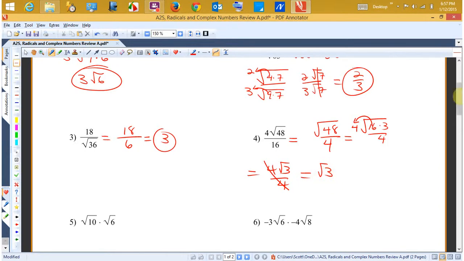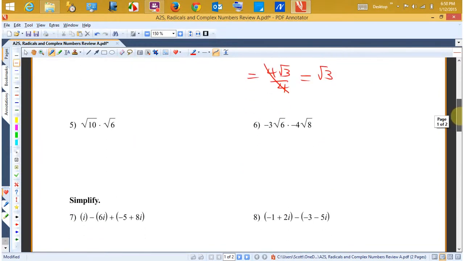Next problem, I have to multiply. If I multiply these two together, they're both going to combine under the square root. So I would get the square root of 60. And 60 can be factored. You can do a factor tree for any of these, but I just prefer to factor it because it's quicker. 60 would be 4 times 15, and the 4 is a perfect square. It would come out as 2. So I have 2 times the square root of 15.